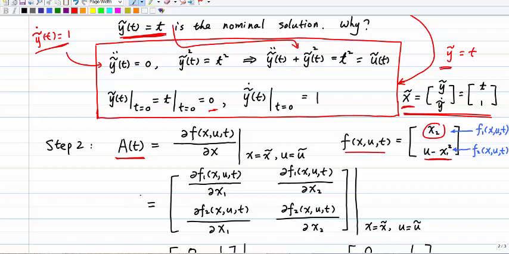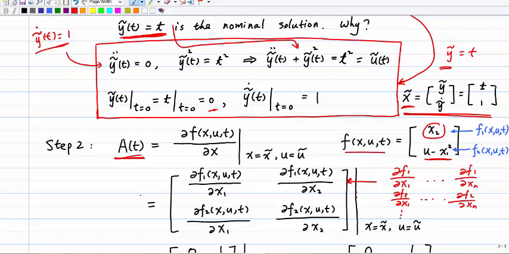So what you do for this A matrix is partial f1 over partial x1, partial f1 over partial x2, and so on. That's the first row. The first row is always the partial of the first function over partial x1, until partial f1 over the partial of the last state. That's the general form. The second row will be partial f2 over partial x1, and partial f2 over partial x2, and so on. That's the principle.